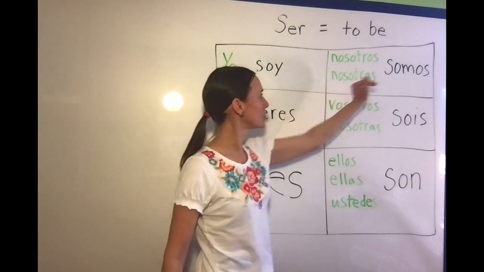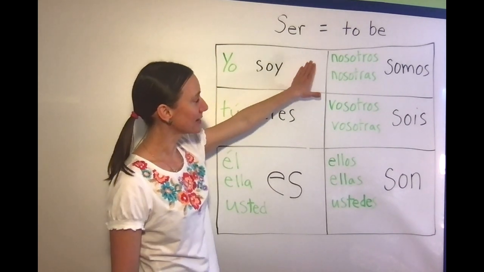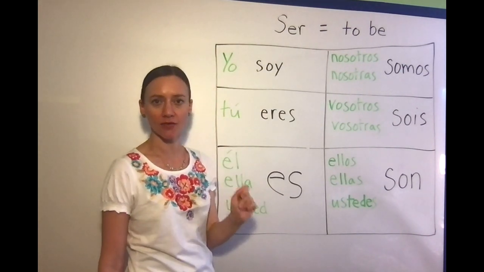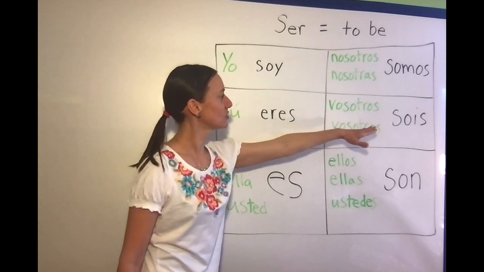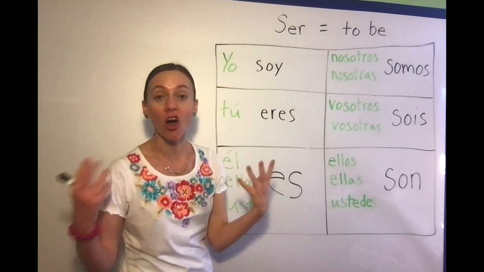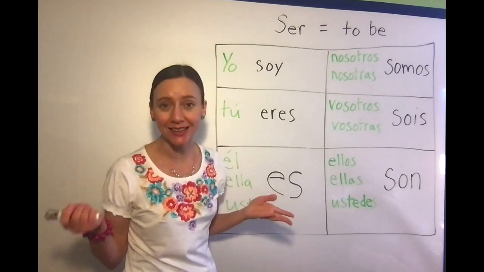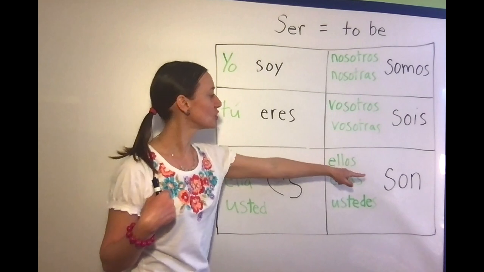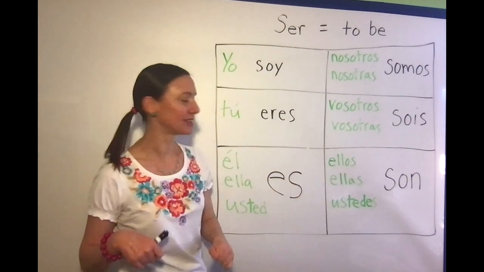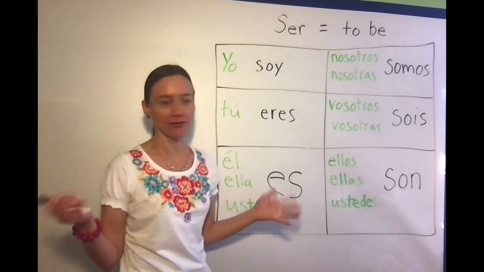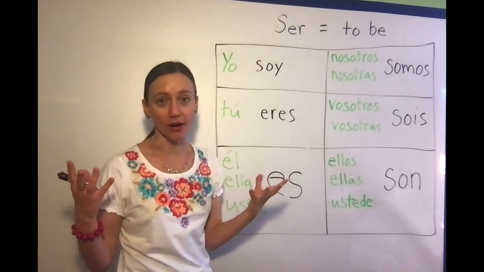"Nosotros somos. Nosotras somos." They're in the same box because they get the same version of the word. "Vosotros sois. Vosotras sois." Y'all are. Y'all are nice. "Vosotros sois inteligentes." "Ellos son." They are. "Ellas son." They are, but for a group of girls. "Ustedes son." You all are.